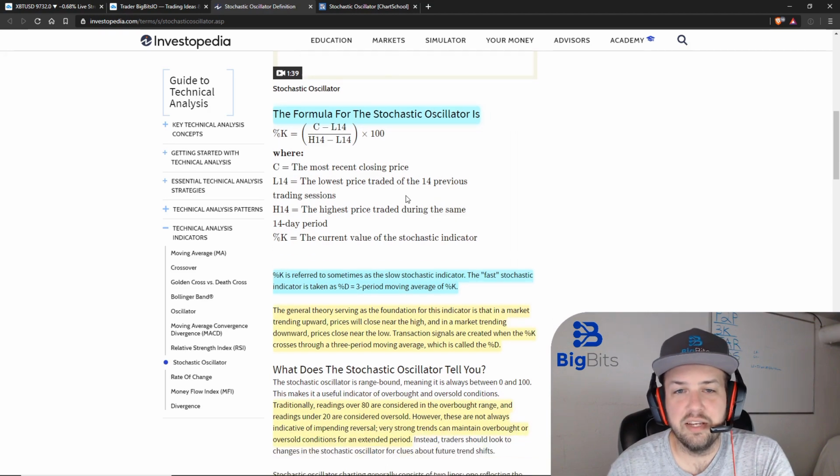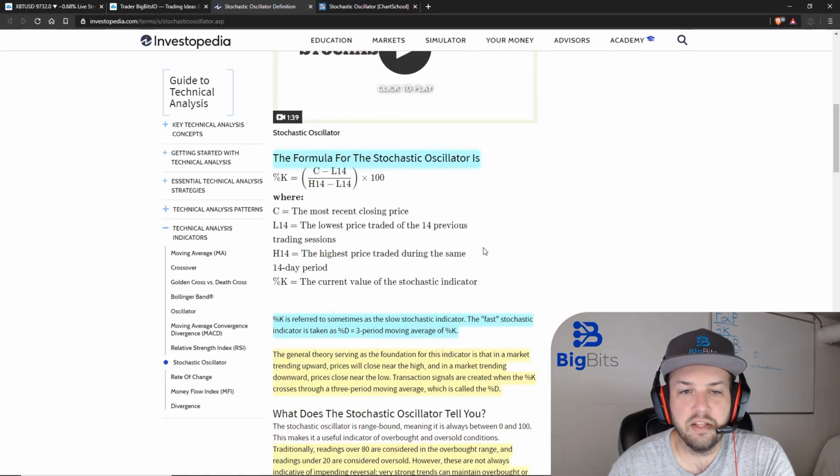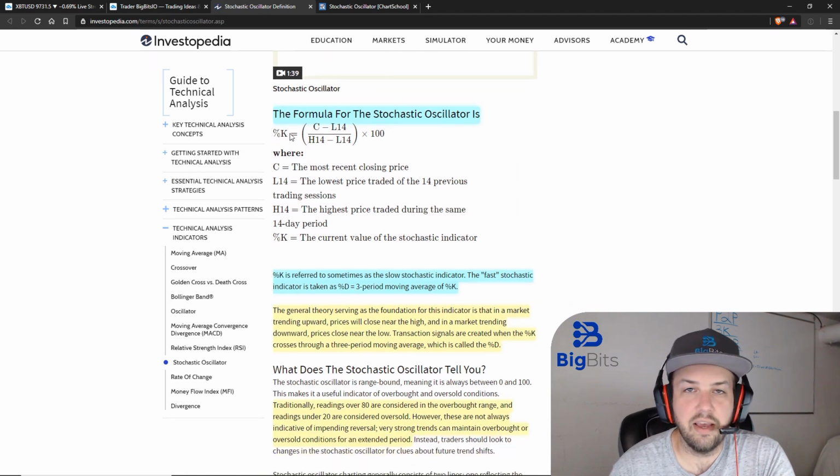So the calculation isn't really that difficult. There are some nuances you should be familiar with: the %K is sometimes known as the slow stochastic indicator. The fast stochastic indicator is taken as %D, the 3-period moving average of K. I'll get into this a little more later, but the calculation you see here is actually the fast K calculation. This is the standard K calculation, and there is a difference between what's here and what's actually in TradingView. If you were to recreate this and try to plot K on TradingView, your values would be different, because TradingView actually uses something slightly different.